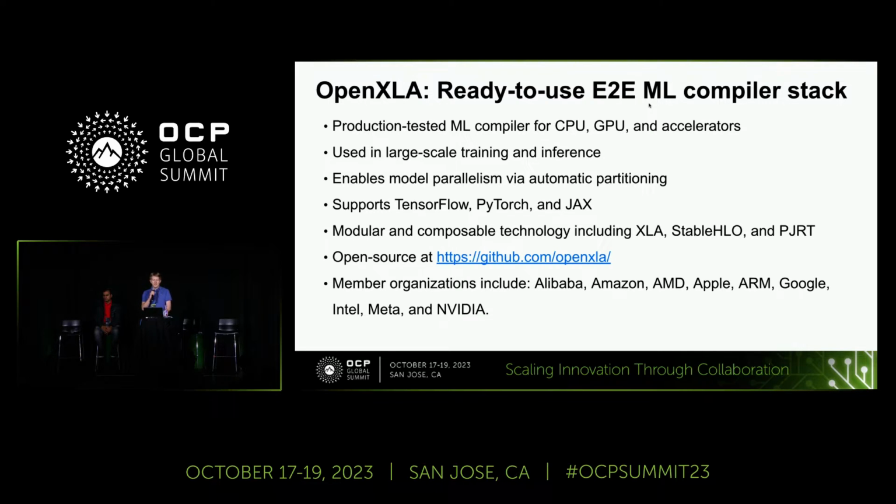Using XLA enables model parallelism because you have automatic partitioning and a bunch of other features we'll talk about. It supports all the major frameworks that are very popular right now. So we have TensorFlow, PyTorch, and JAX support.